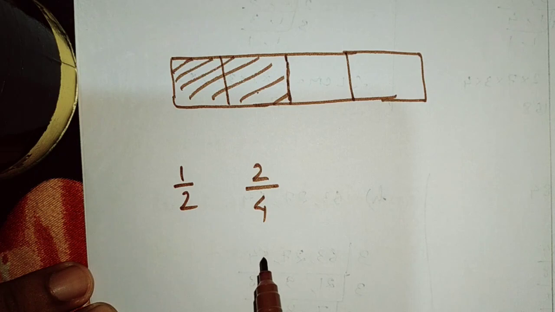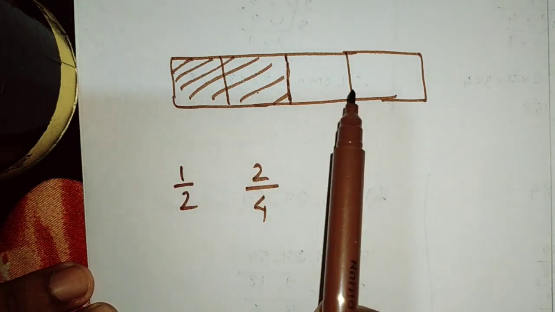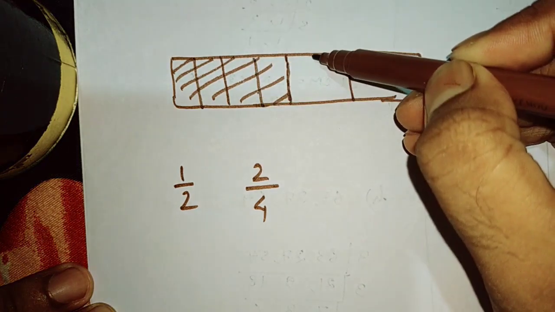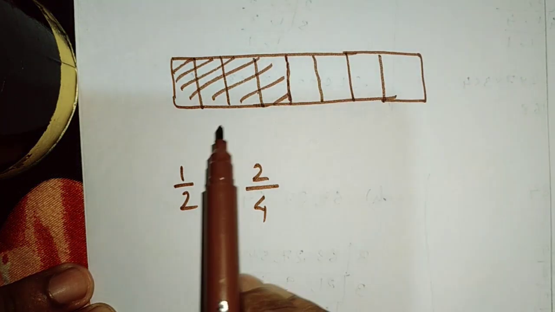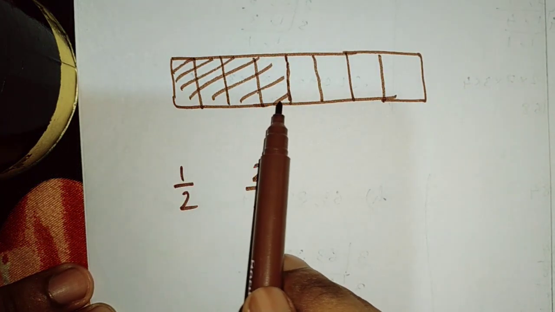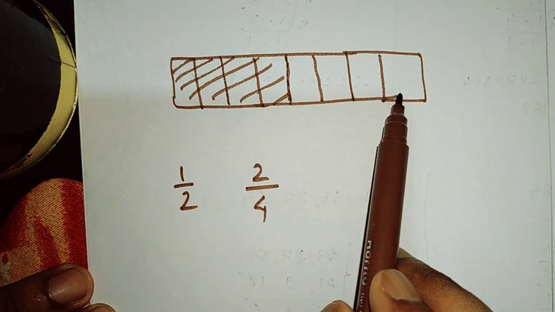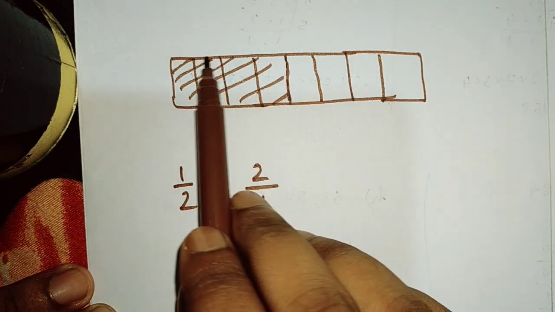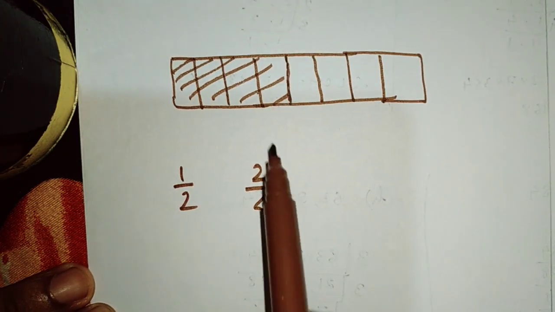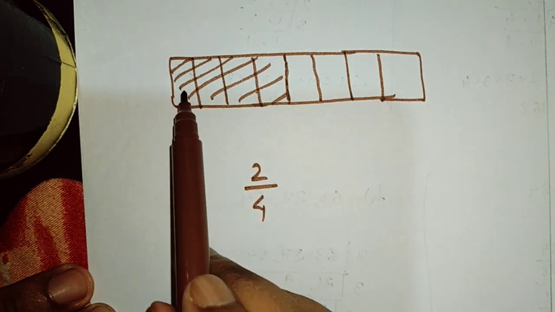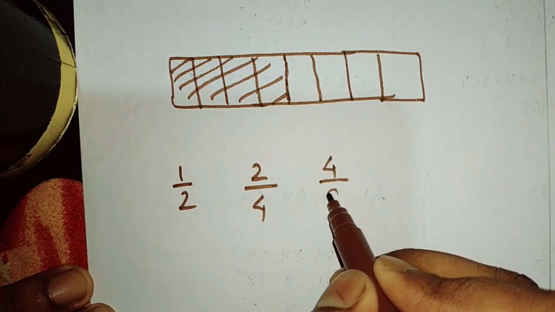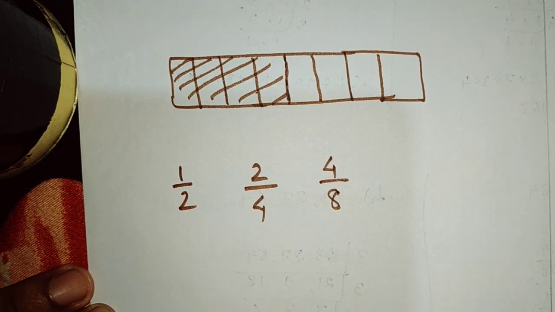Now tell me one thing. Had I made this chocolate into 8 equal parts, like this, the total parts is 1, 2, 3, 4, 5, 6, 7, 8. And of those 8 parts, I have eaten this much quantity, which remains the same. And this much quantity is what? 1, 2, 3, 4. So my fraction will be 4 by 8.